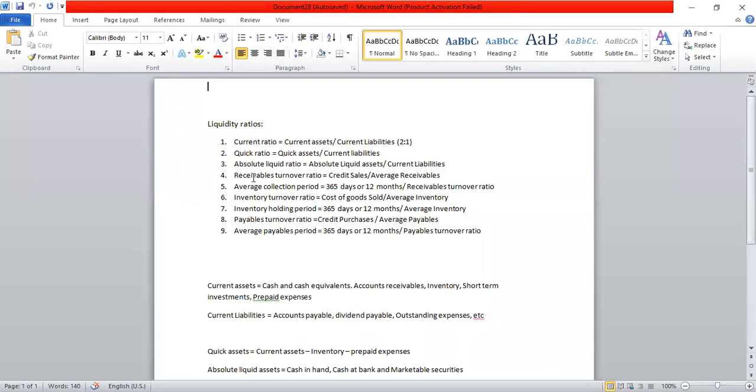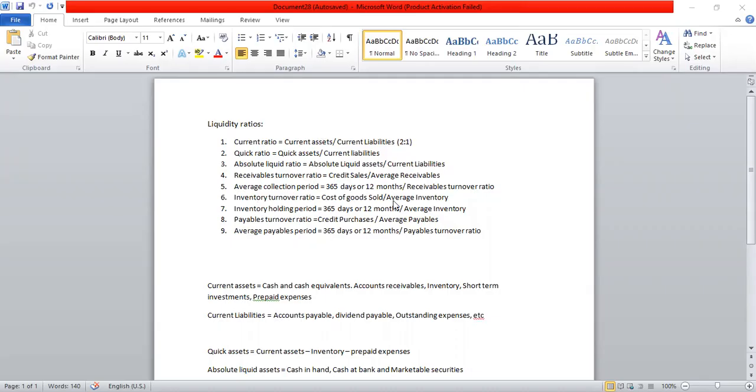So here we see receivables turnover ratio is calculated. How quickly is the receivable converted into sales is what is looked into. We need to understand how quickly receivables can be converted into cash. After that, if we are converting that into a period, what is the period when the receivables are collected? So receivables average collection period is calculated as 365 or 12 months divided by receivables turnover ratio.